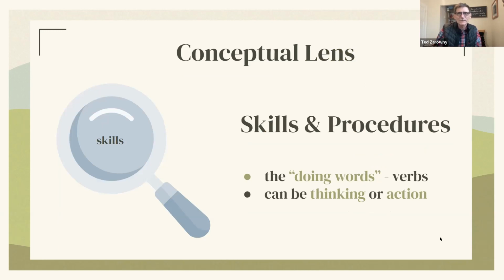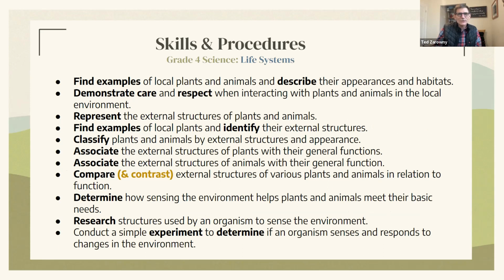But I'd like to move on from looking at the curriculum through the lens of the concepts to a skills conceptual lens. We know that's on the right-hand column of the curriculum, and it's the doing words. They're the verbs, and typically they're thinking or an action, like demonstrating respect or doing something that's observable. So let's take a look at skills and procedures associated with this unit. They're listed, bolded in black.